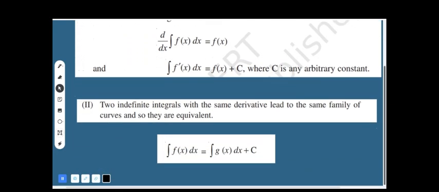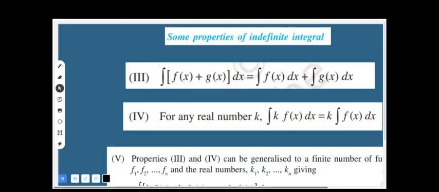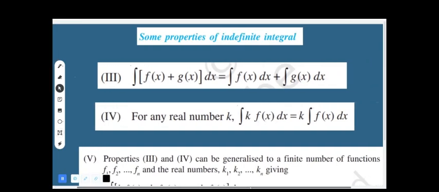Then the second property says two indefinite integrals with the same derivative lead to the same family of curves, and so they are equivalent. If they have the same derivative, then they are equal to each other. The third property says integral of f of x plus g of x: if you have two functions, then we can separate them and write as integral of f of x dx plus integral of g of x dx.